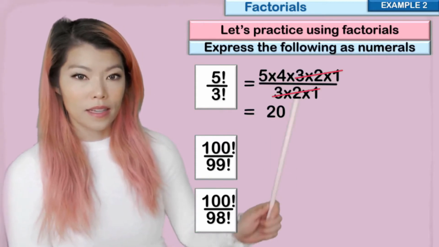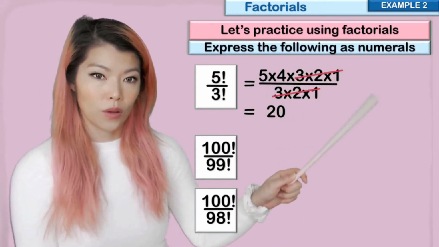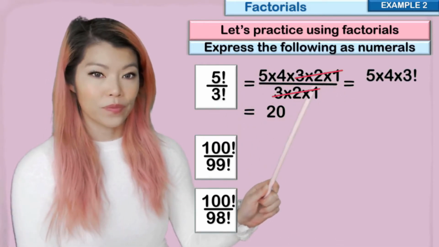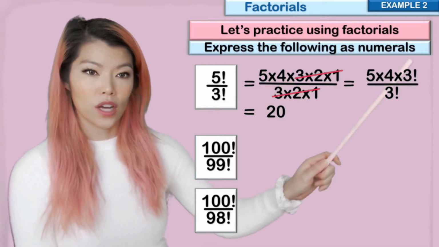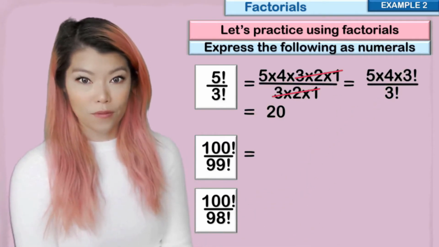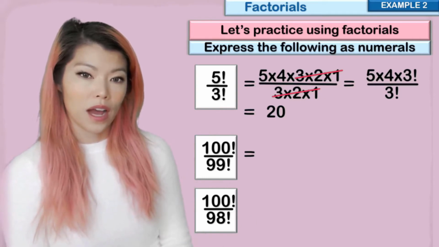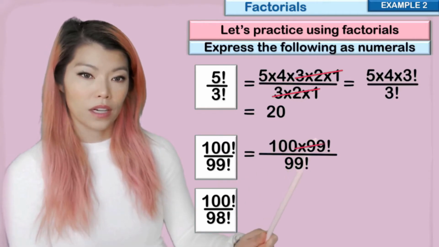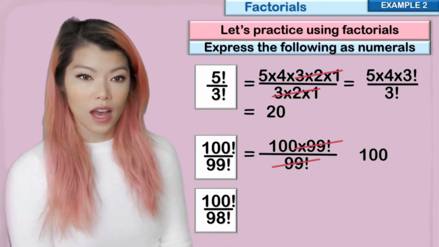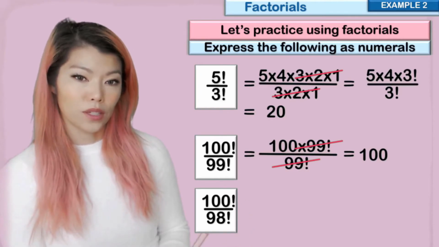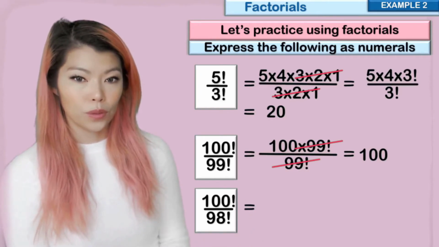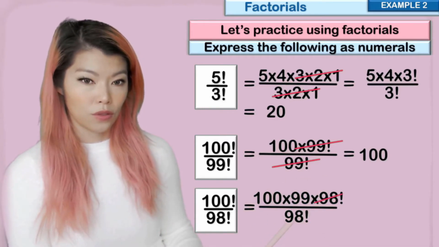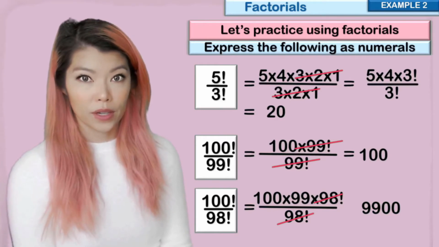So now I can see that 5 times 4 times 3 times 2 times 1 can also be written as 5 times 4 times 3 factorial. And so I can in future just cancel out the 3 factorials that way. So for 100 factorial, I can write it as 100 times 99 factorial, and over 99 factorial means my answer is just 100. 100 factorial over 98 factorial would mean 100 times 99 times 98 factorial over 98 factorial, which would be 9900.